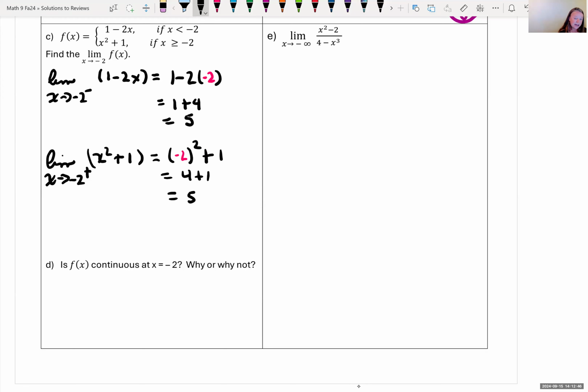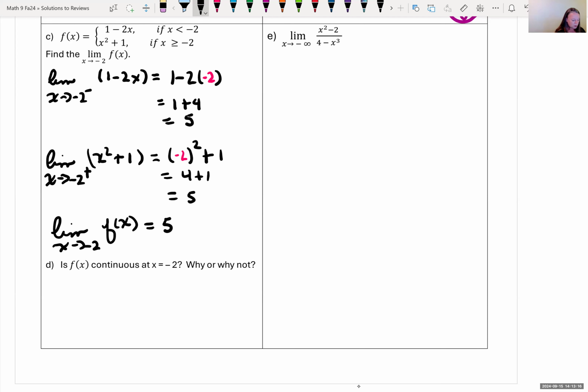And so I see that the limit as x is approaching negative 2 on the left and the right is the same exact value. So I can say that the limit as x is approaching negative 2 of our piecewise function, f of x, is going to equal 5. The next question says, is f of x continuous at x equals negative 2? Why or why not? So the limit part of being continuous holds.